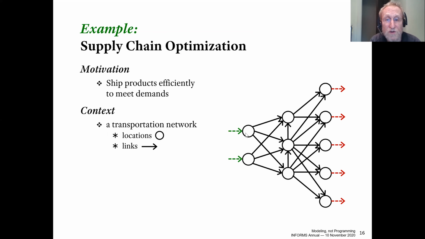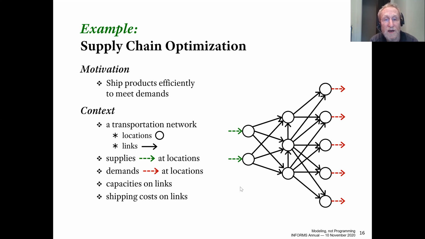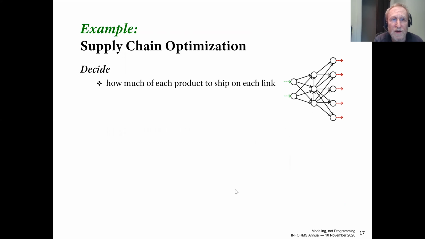And there are locations represented by circles and links between locations. And the supplies come in at these green arrows and demands have to be met at these red arrows. And you're required to observe certain capacities on these links. And also there are certain shipping costs that you incur when you ship along them. So then what you need to decide is how much of each product to ship on each link.